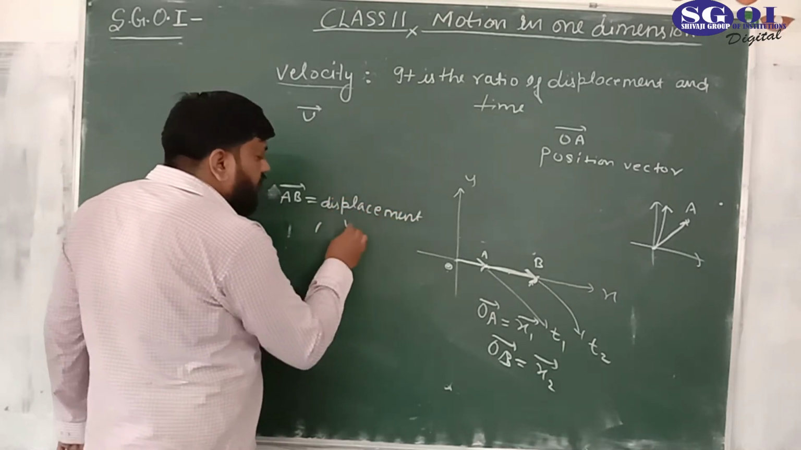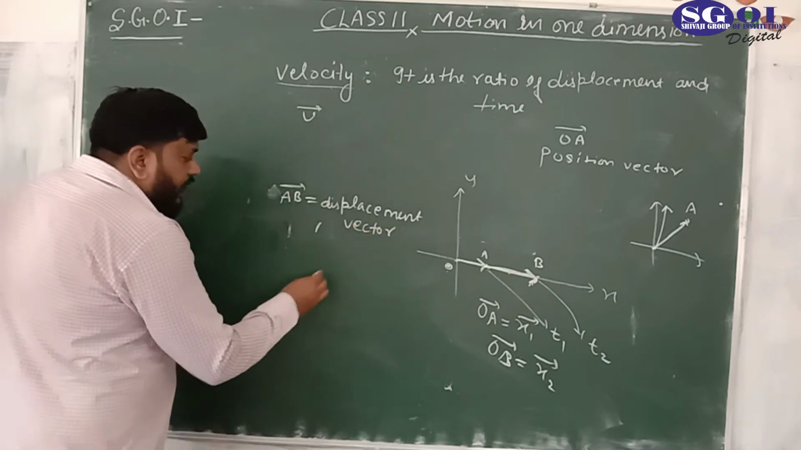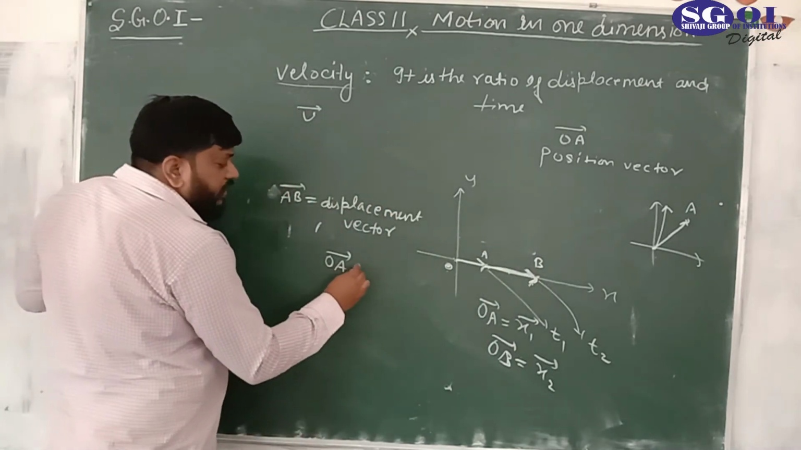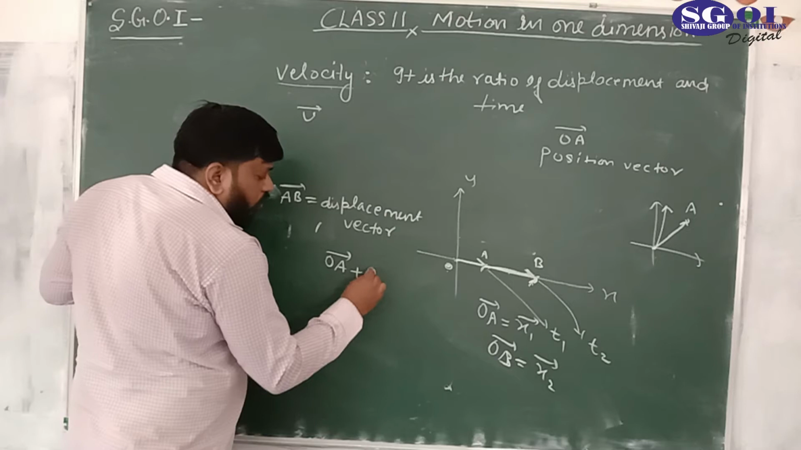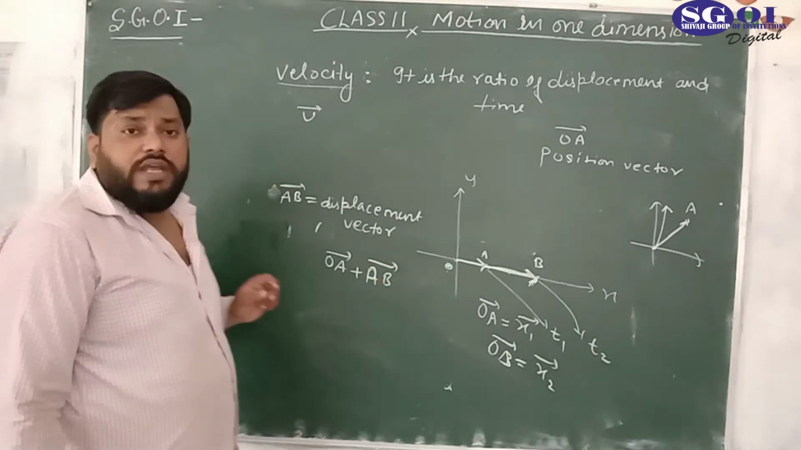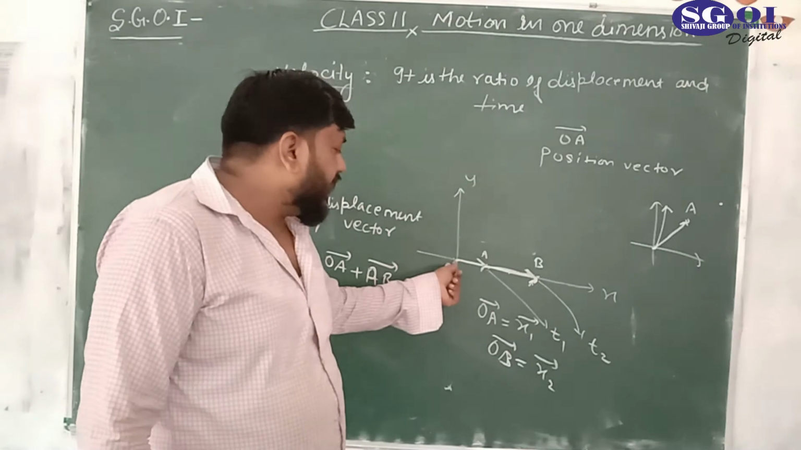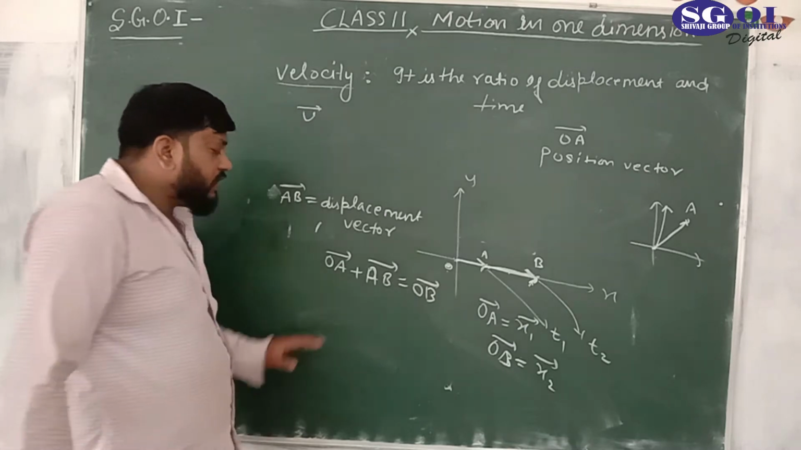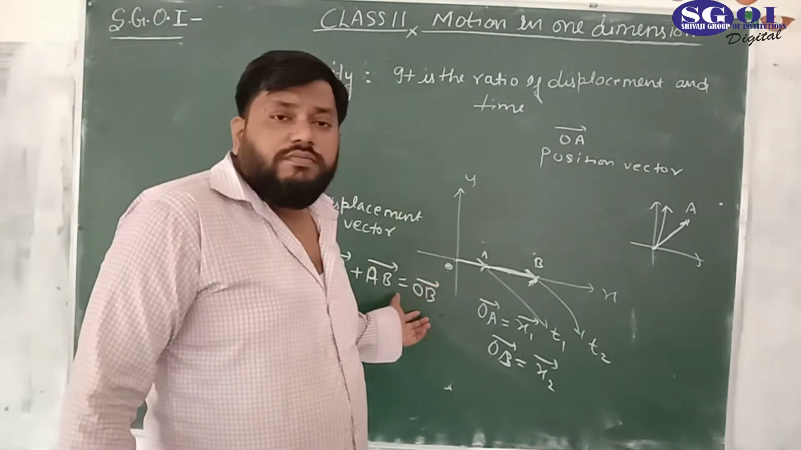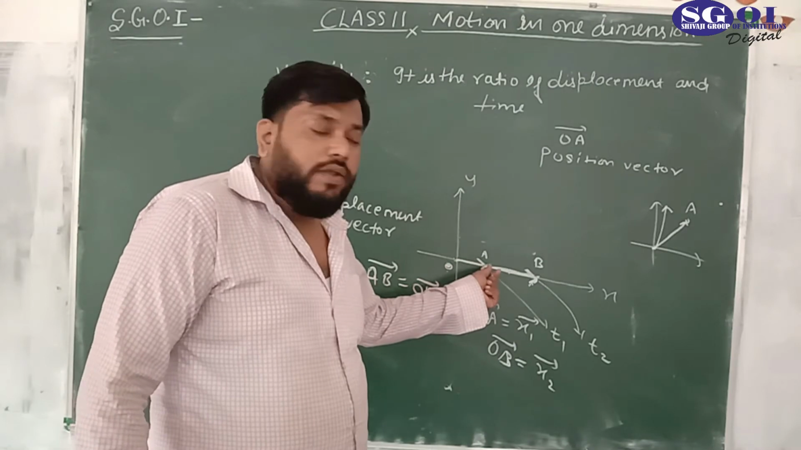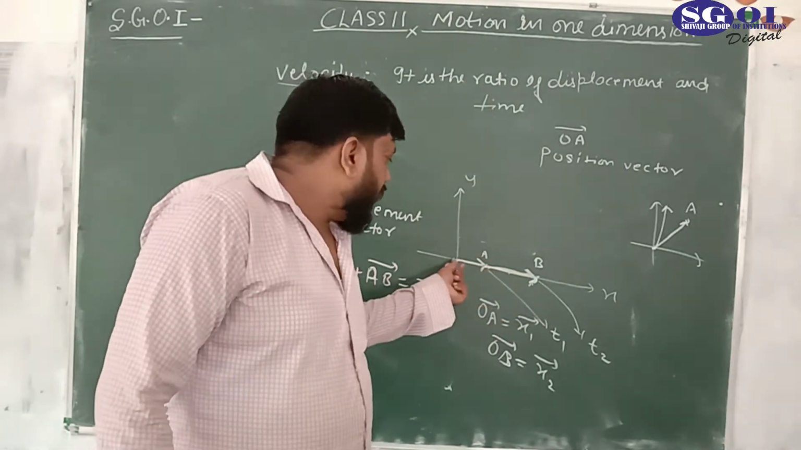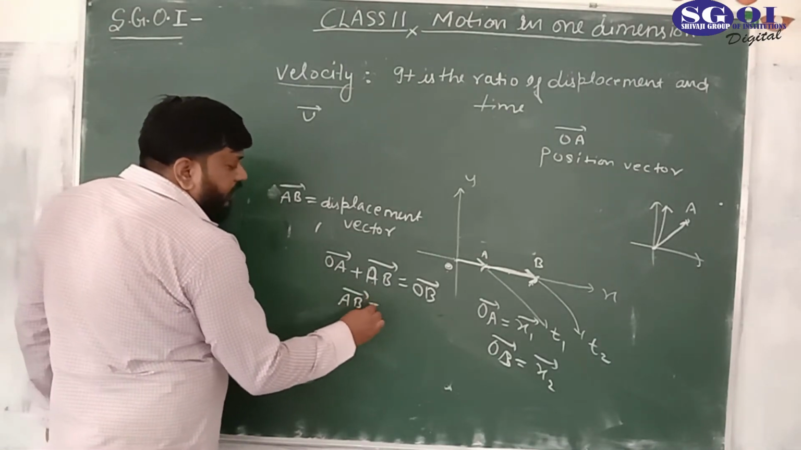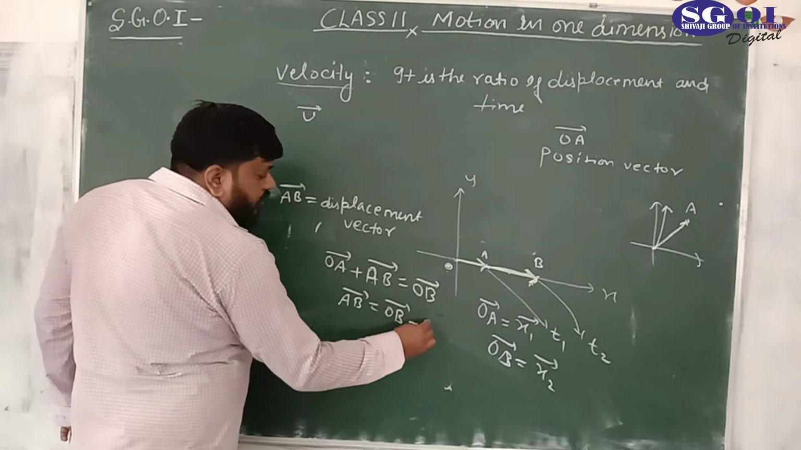Now we can say OA vector, O to A, and then A to B, in the same direction, the vectors are added. This is OA plus AB, and where we reached, B, from where we started, O, so it is equal to the OB vector. This is geometrical vector addition. So from here we can find the AB vector: AB vector is equal to OB vector minus OA vector.